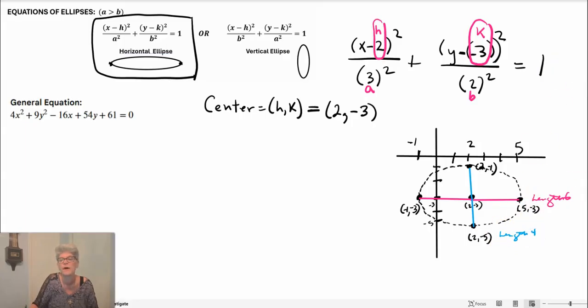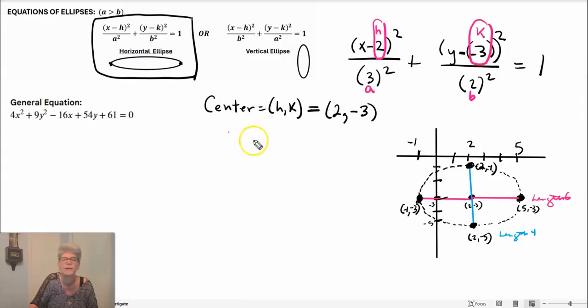Okay. Now what else could you be asked for? You could be asked for the foci. Now the foci are not on the ellipse. Like, the only points that are on the ellipse are my vertices. The center is not on the ellipse. But my foci are going to be around here. And I use a new letter called C to get where my foci are.